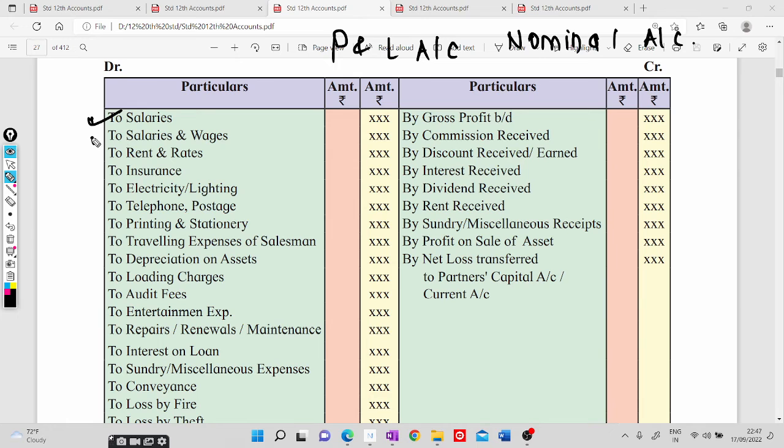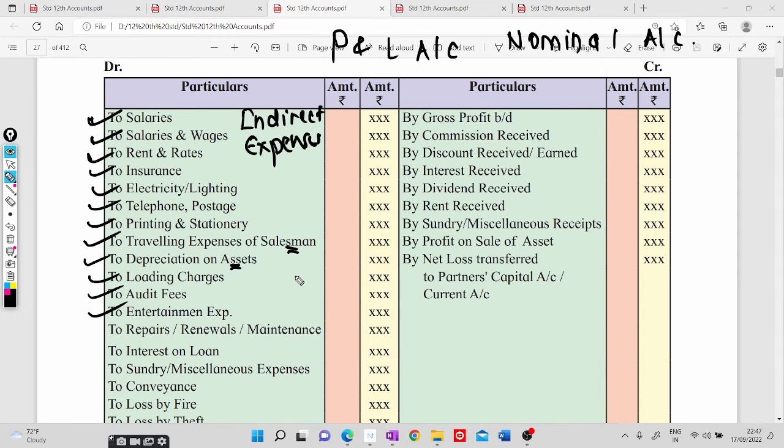Salaries and wages, rent paid, insurance, electricity, telephone, printing, traveling expense to salesman, depreciation of assets, loading charges, audit fees, entertainment expenses, etc. All these are not related to factory or production. Hence, these are indirect expenses, and they will be shown on the debit side of the profit and loss account.